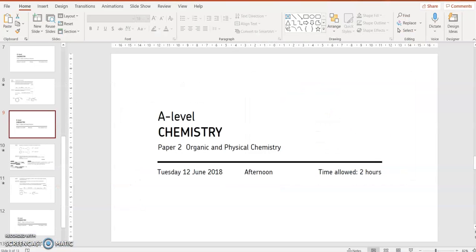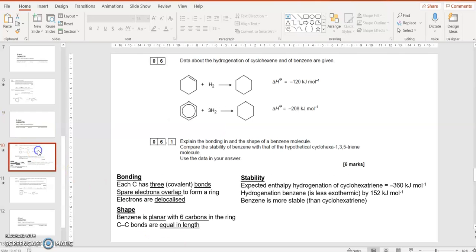So let's have a look at June 2018, paper 2, Aromatic Chemistry, the chemistry of benzene. It's asking you now about benzene. Explain the bonding in benzene. So benzene is the one on the bottom left, the 6-carbon ring with a circle in the middle there. So what do I know about it?